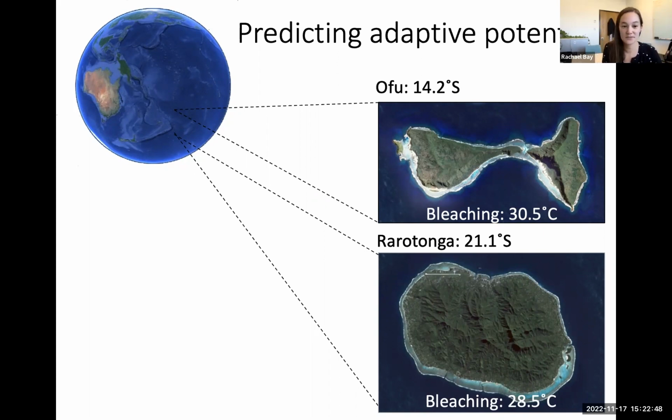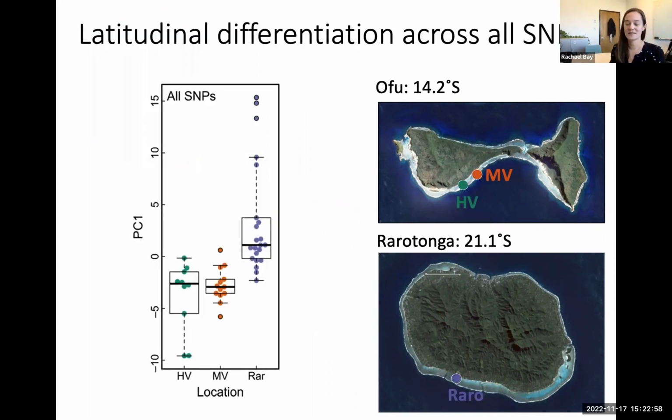And so we sampled some additional Acropora hyacinthus individuals from Rarotonga, and we genotyped them at the same SNPs that we had in the Ofu system. If we look at the first principal component across all of the SNPs, we see what is basically an isolation by distance signal, so separating the two islands. Rarotonga looks different than the highly variable and moderately variable pools, both on Ofu.